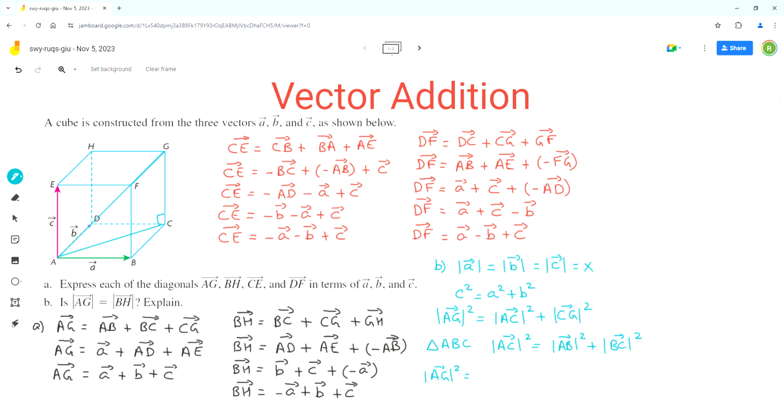So instead of AC square, we can write the following, square. Now we can substitute the magnitudes of AB, BC and CG as x, because that's what we assume to be the magnitude of the vectors AB, BC and CG, which is also equal to the side length of the cube.